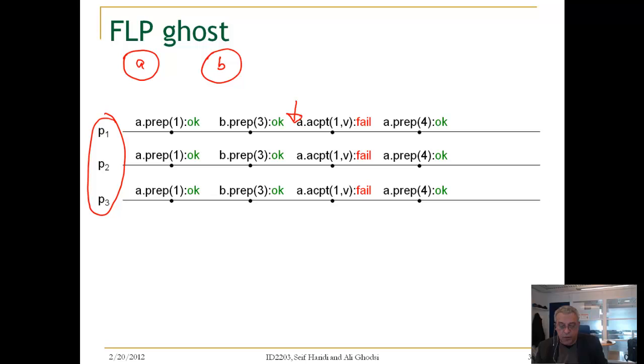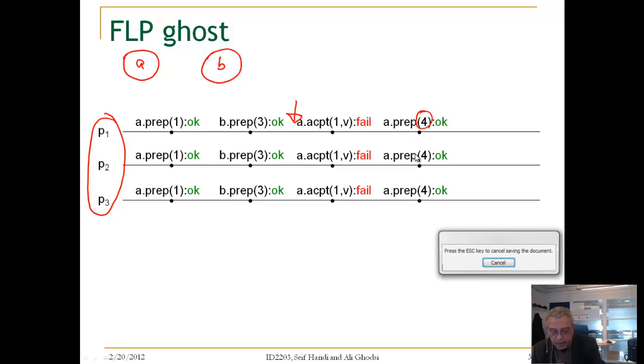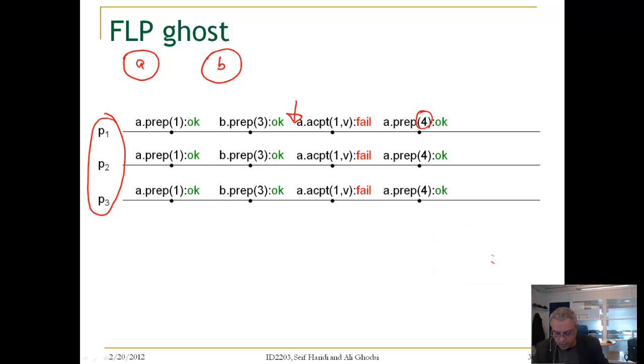It can prepare a new proposal with a higher proposal number. So A now sends prepare with the number 4, and of course the acceptors will accept this because they had only promised not to accept below 3. So the acceptors will accept the prepare message 4 from node A, and now the accept message coming from B will fail. And you can see we can go into this chain of events forever.